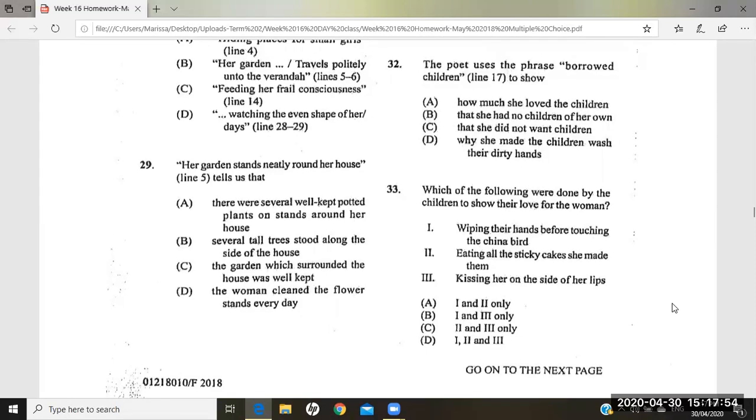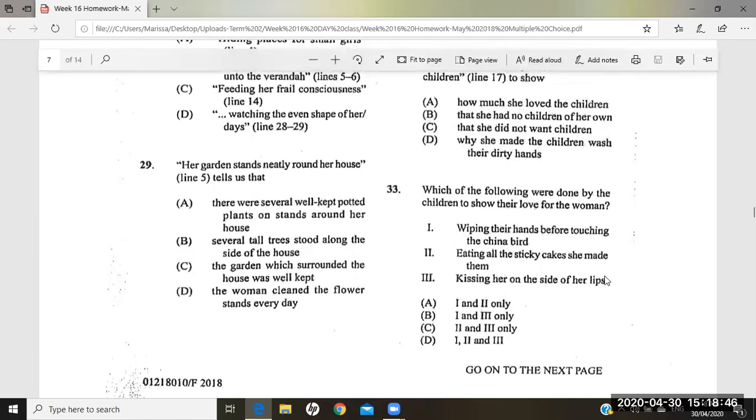Shalanda, what do you have for number 33? Number 33 is not B. Think, remember again what the children did. So which of the following were done by the children to show their extra thoughtfulness? It's not A and it's not B. The answer is actually D. The children did all three. They wiped their hands before touching the china, but they ate the sticky cheesecakes, and they even gave her kisses on the side of her lips.